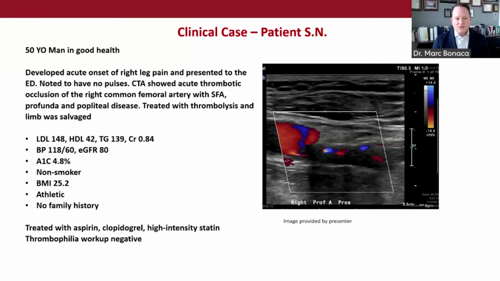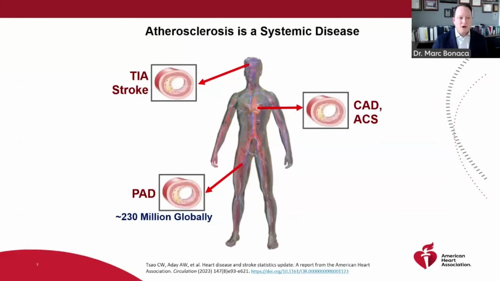He's a young man, 50 years old. We looked at his risk factors. LDL was 148, blood pressure 118/60, normal renal function, hemoglobin A1C of 4.8%. He's never smoked. His BMI is 25. He's very athletic. There's no family history of early atherosclerosis, and you can see he was treated here with aspirin, clopidogrel, high-intensity statin, and he had a thrombophilia workup, as we often do with this type of acute thrombotic problem, and it was negative.